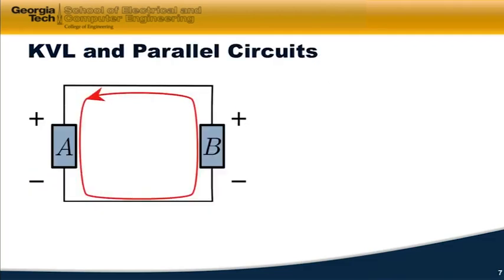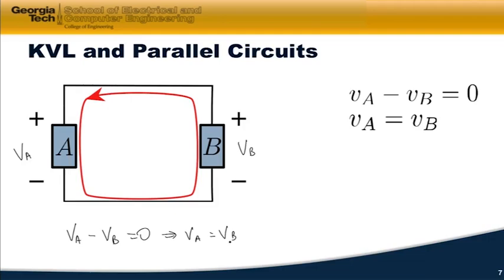Now let's look at KVL in parallel circuits. So I've got these two elements that are parallel to one another, and that's the only thing in this circuit. So if I do a KVL around here, and this is V sub A, and this is V sub B, going around here, I would have, in this direction, V sub A minus V sub B, because I hit that minus sign first, is equal to 0. In other words, V sub A is equal to V sub B.